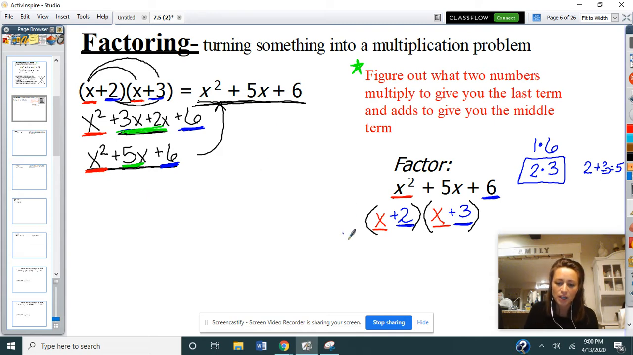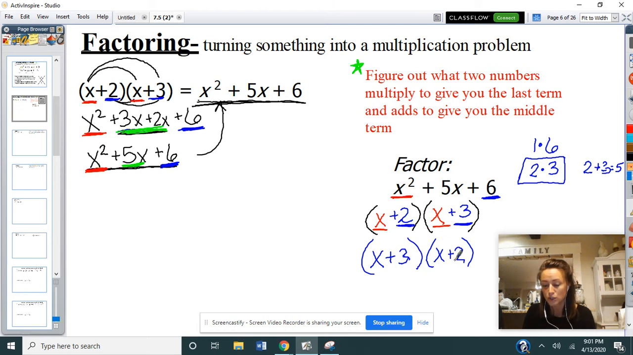Now, some people are going to say, oh, well, what if I thought it was x plus 3 times x plus 2? What if you put the 3 here and the 2 here? It doesn't matter. It's not going to change it as long as you have the right sign and they're both positive. So that's how you factor. I'm going to do another example, but I just want you to understand what factoring is. You're turning it into a multiplication problem. You're going from something like this and you're turning it into a multiplication problem.